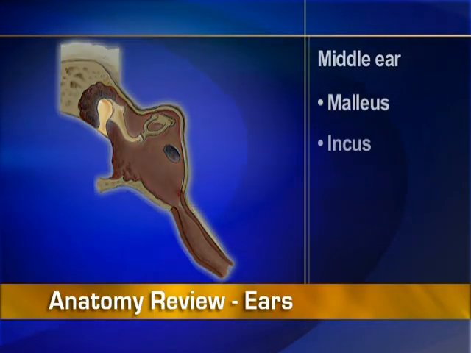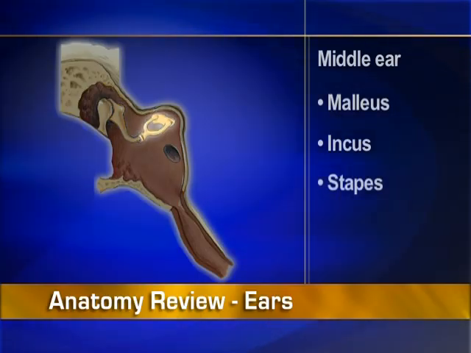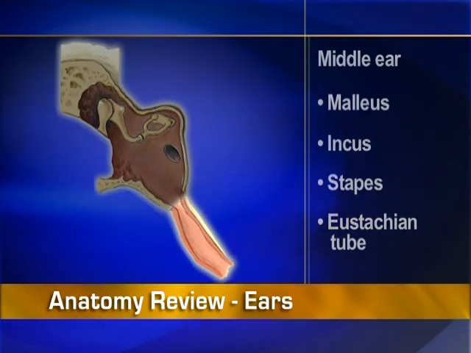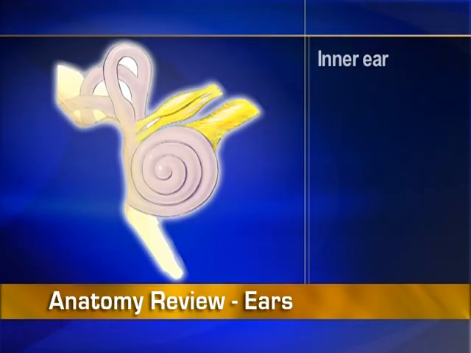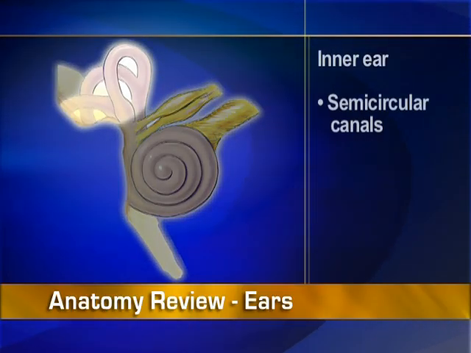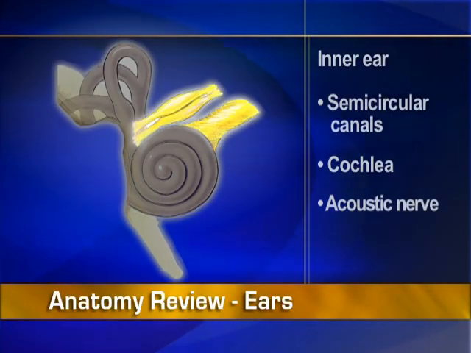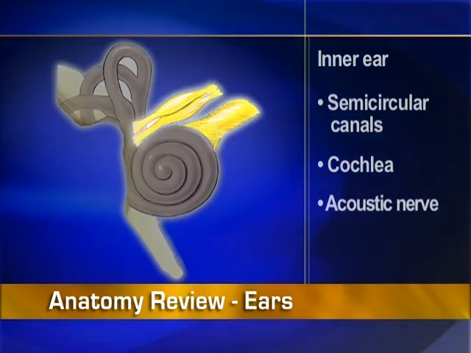malleus, incus, and stapes. The eustachian tube connects the middle ear and nasopharynx. The inner ear contains the semicircular canals, cochlea, and acoustic nerve, or cranial nerve 8. These structures hold the sensory organs for hearing and balance.